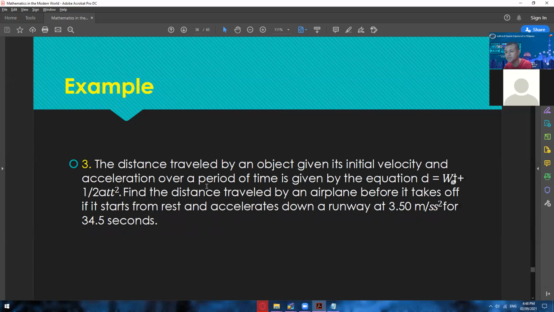So the last example is the distance traveled by an object given its initial velocity and acceleration over a period of time is given by the equation d is equal to v0 t plus 1/2 a t squared. Okay, sorry for that one. So there is a typo, so this one should be single d only. So find the distance traveled by an airplane before it takes off if it starts from rest and accelerates down a runway at 3.50 meters per second squared. So again, another typo. Just neglect the other s, so it should be single s only, for 34.5 seconds.